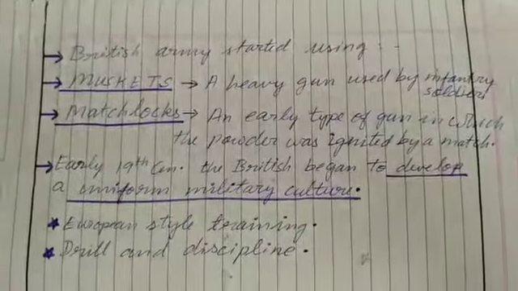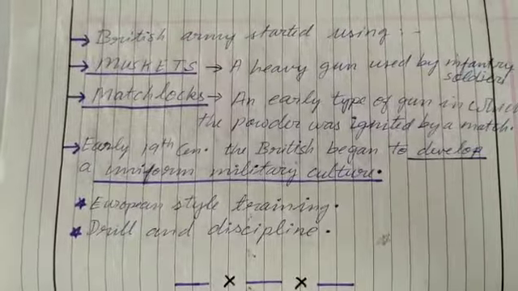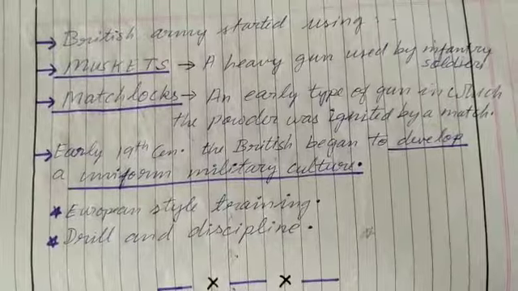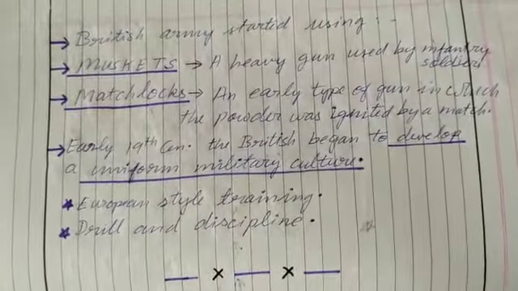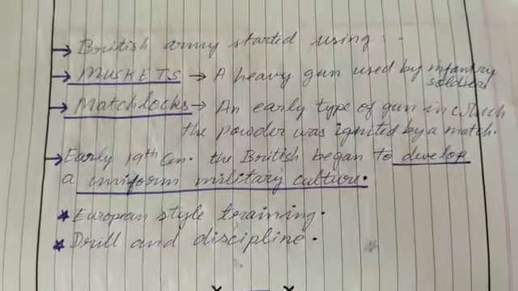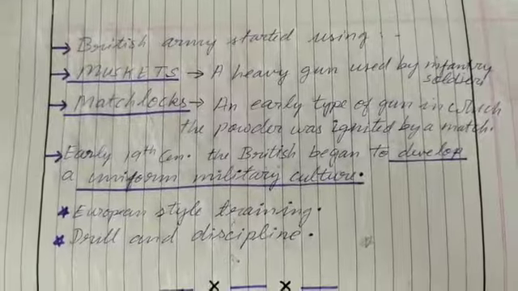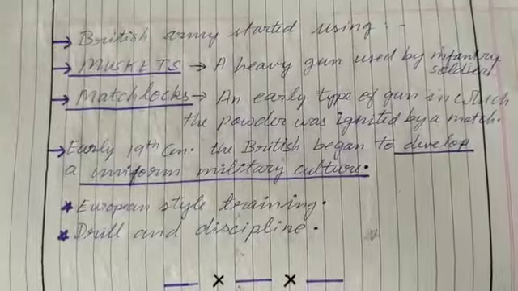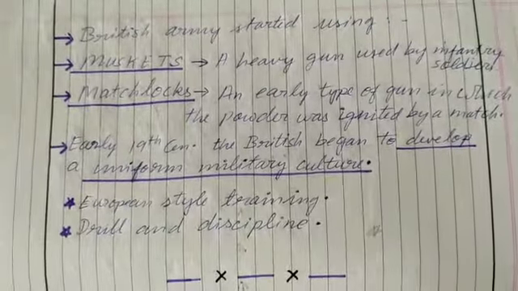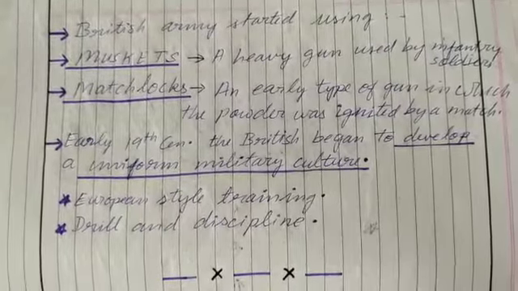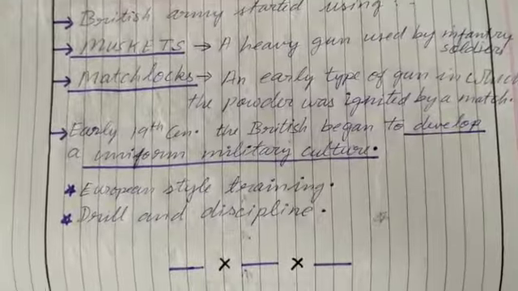But as the British were ruling and having control of other territories in different areas of the world, in Afghanistan, Burma and Egypt, their soldiers were using muskets and matchlocks. So now the British army needed to provide these to their soldiers also. So they introduced muskets, heavy guns used by infantry soldiers, and matchlocks, an early type of gun in which the powder was ignited by a match, to their soldiers.